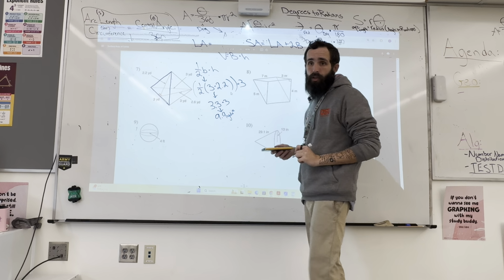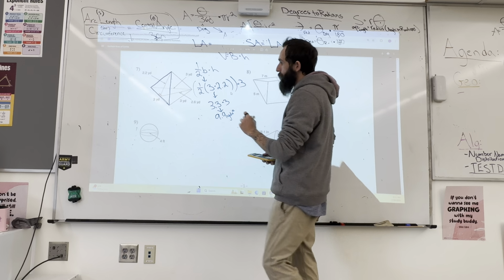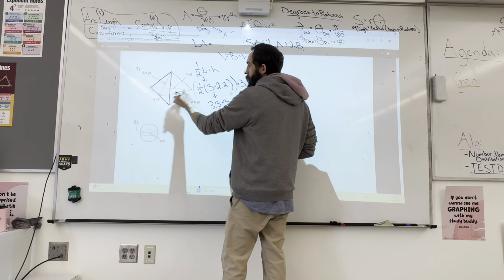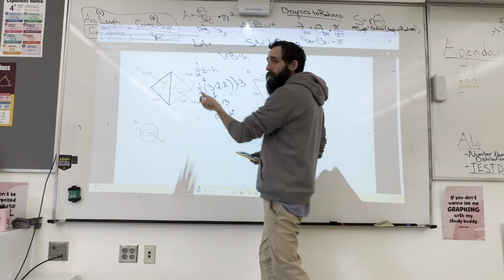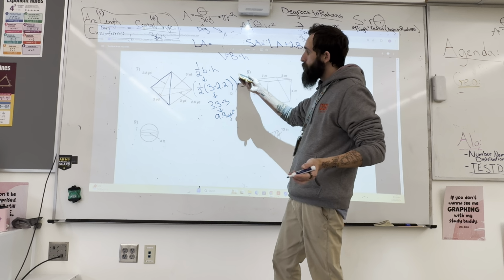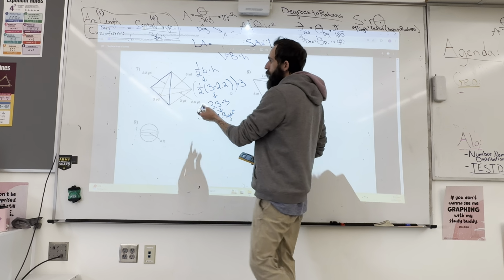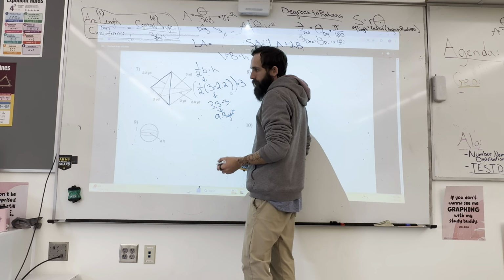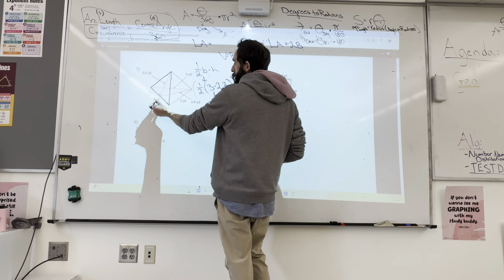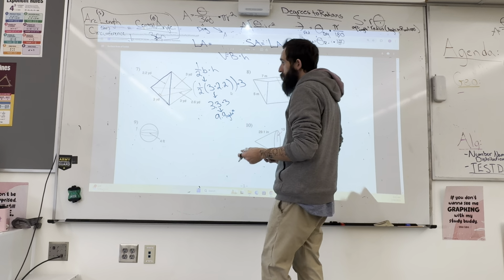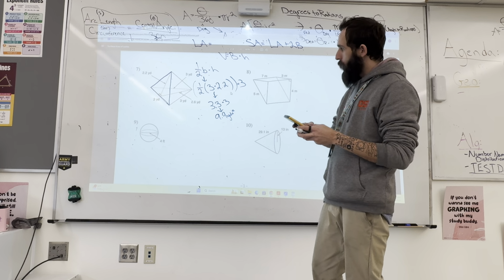That is not the final answer. We must also add to that the area of this base, this bottom triangle. It's the same shape, it's 1/2 base times height. The only thing that changes is this height, okay? So we just have 1/2, 3 times 2.6. 3 times 2.6 should be 7.8.